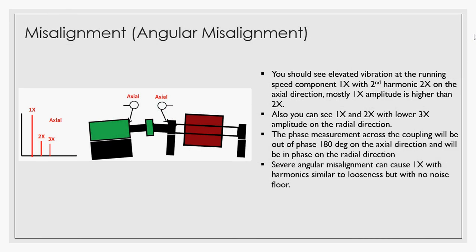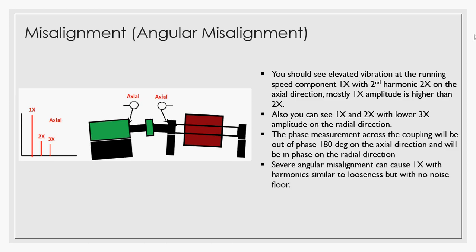The first type I'm going to talk about today is the angular misalignment. You should see elevated vibration at the running speed component 1x with the second harmonic 2x in the axial direction, and mostly in this case you will see the 1x is higher than the 2x. Also you can see 1x and 2x with lower amplitude of 3x in the radial direction.